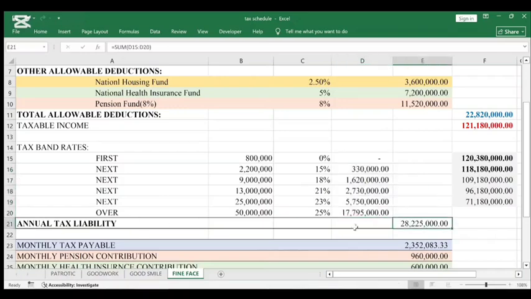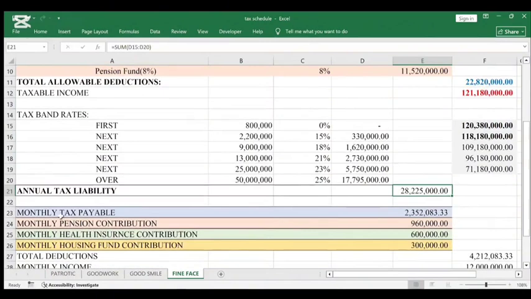the annual tax liability. That's what this Mrs. Fineface is supposed to pay every year as her tax, which is 28,225,000 based on this band. But if it's a monthly earner, we will now split this by 12, right? Which will now be the monthly tax payable, which is 2,352,083 naira 33 kobo. This is her monthly tax she is supposed to pay, right?